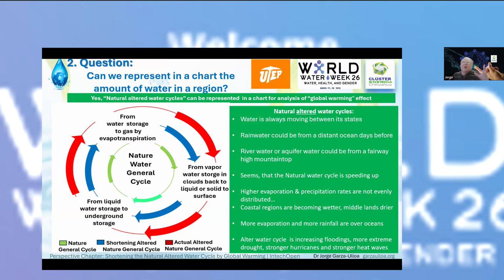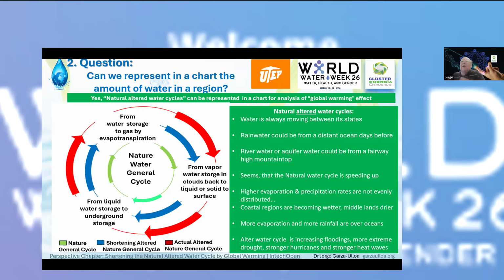Why? Because we have a warming temperature, the evaporation is higher, and the precipitation rates are not evenly distributed. Usually, when I came to this area in this month, it rained almost every day in the afternoon. But today, it's very strange to see rain. The coastal region is becoming wetter, with more water, and the middle land is becoming drier. Right now, we are right here on the middle land, which means it is drier. That means more evaporation and more rainfall falling on the ocean. That means our water is falling very far away.